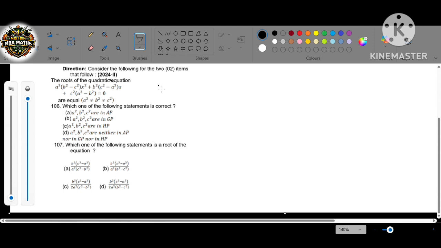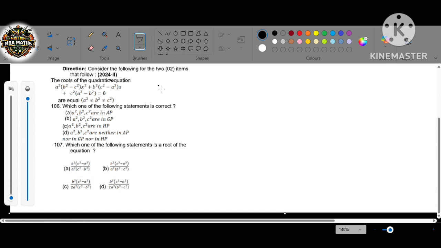Option A: a square, b square, c square are in AP. Option B: a square, b square, c square are in GP. C: they are in HP. D: they are neither AP nor GP nor HP. Second part is, which one of the following is a root of this equation? Now it is said, the roots of the equation are equal.